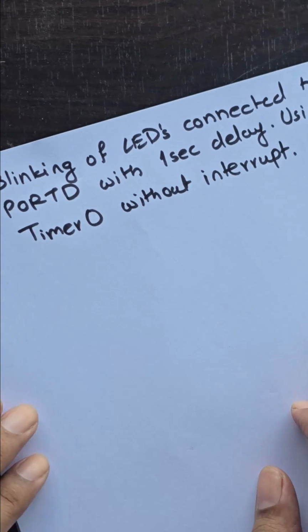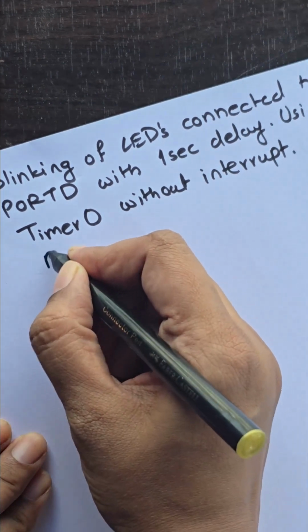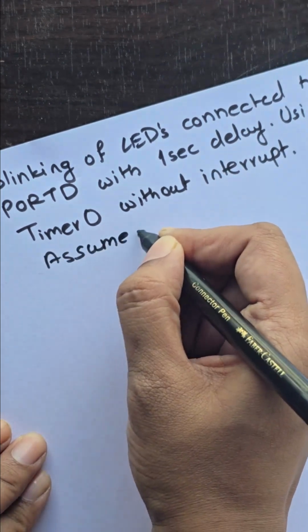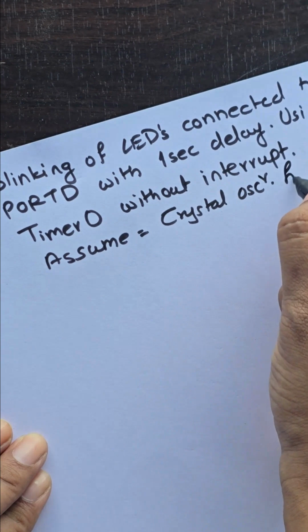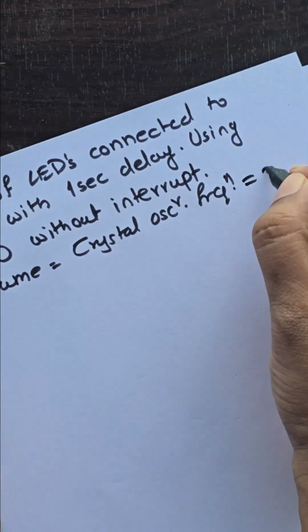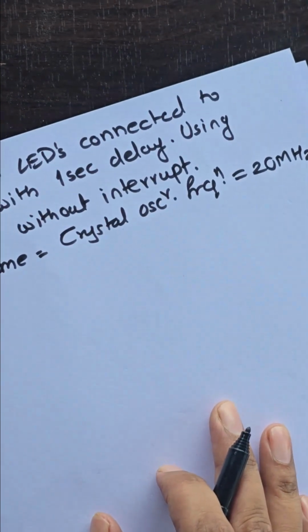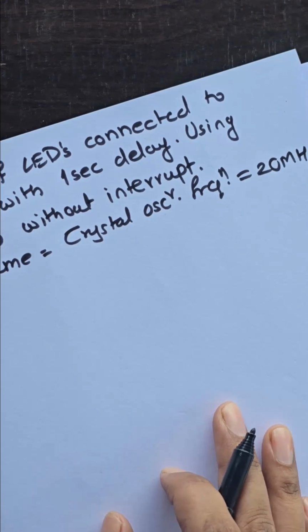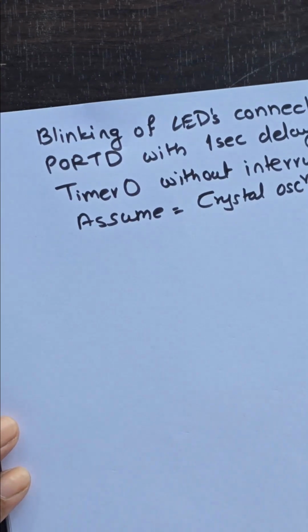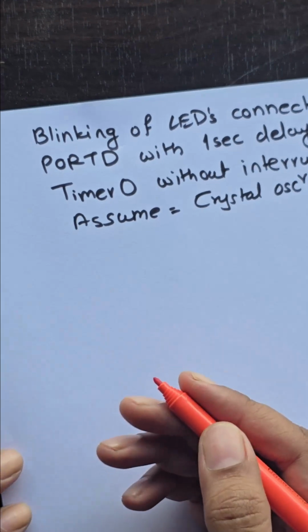So for this, first of all, we need to perform a few calculations. Assume the crystal oscillator frequency is equal to 20 megahertz. Assuming 20 megahertz of crystal frequency, we first need to find out the initial value to be loaded in the timer. For that, we first have to find out the desired count needed for generation of 1 second of delay.